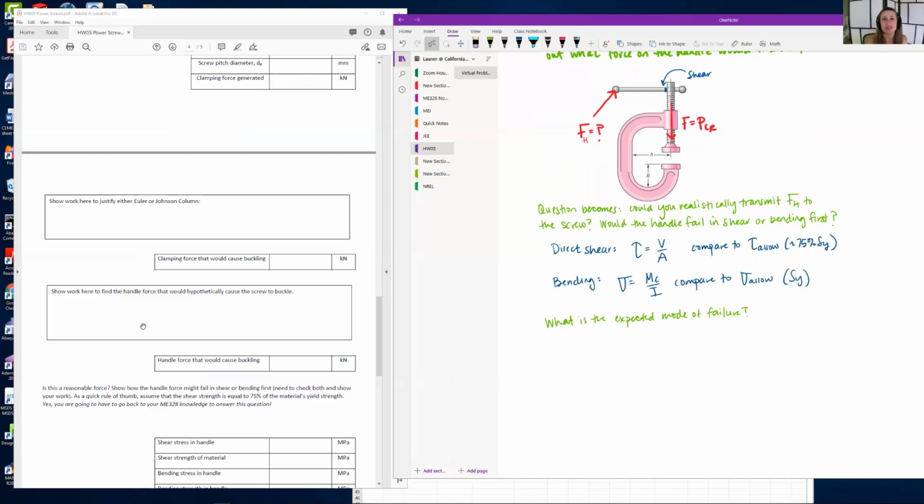So no surprises, in a couple weeks when we have our final exam, you will have a column buckling type problem with power screws. So it would be to your advantage to make sure that you have it all in your analysis tool now. All right, that's it.